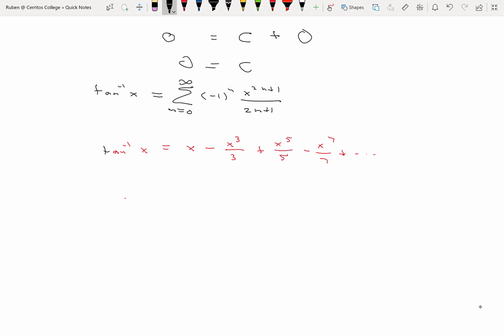Well, look what happens when you let x equal 1 in your inverse tangent expansion. The inverse tangent of 1 is pi over 4. Now substitute it into the series. It's 1 minus 1/3 plus 1/5 minus 1/7 plus 1/9, etc., etc. This is what pi over 4 equals.